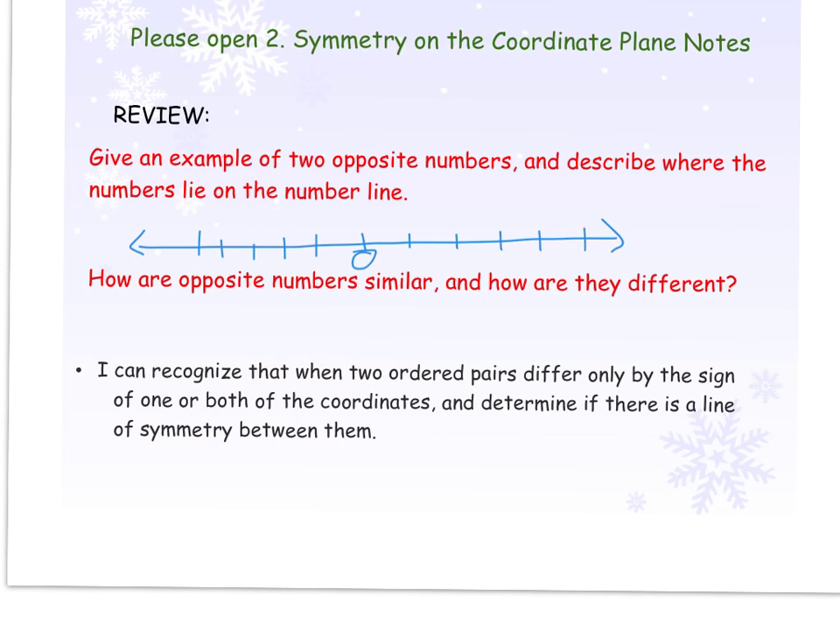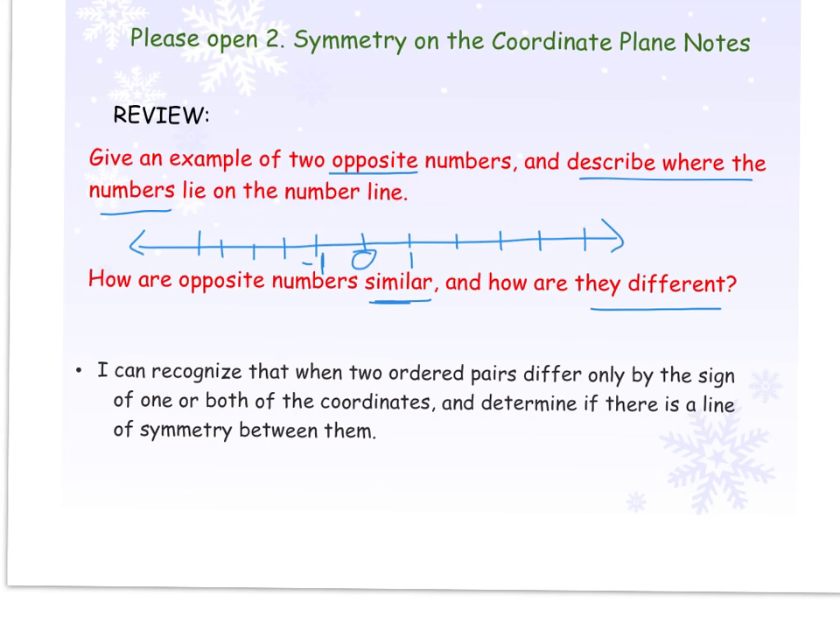Alright, there's no way of knowing what two opposites you chose, so I'm just going to choose 1 and -1. But opposites, remember, are on opposite sides of 0, the same distance from 0. So describing where these two numbers lie, 1 lies 1 unit away to the right, and -1 lies 1 unit from 0 to the left. So how are they similar? They are both the same distance from 0. How are they different? They're on opposite sides.